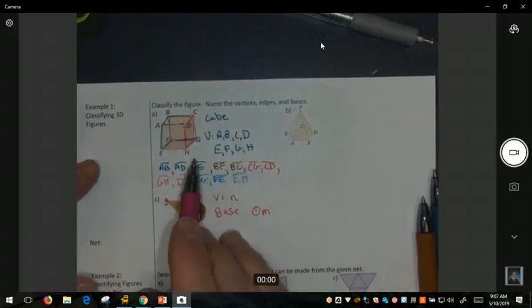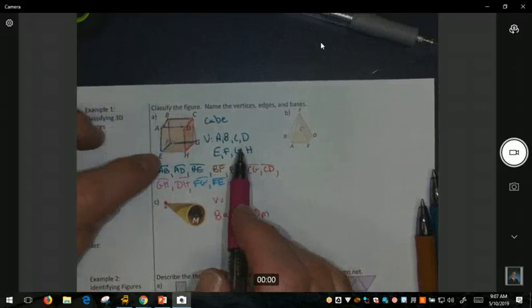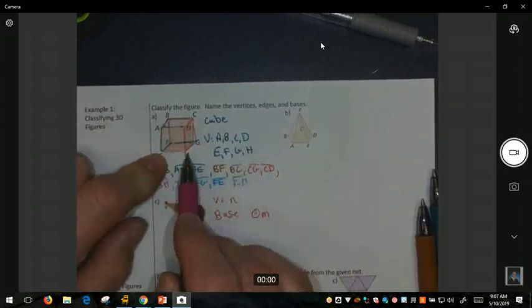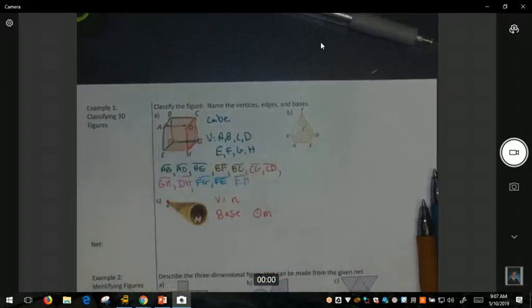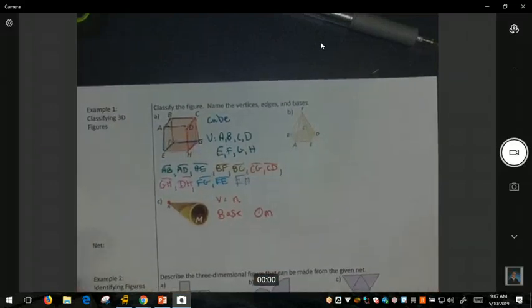by quadrilateral. So we'd have quadrilateral ABCD, EFGH, DCGH, AEFB, BCGH. We'd have to have all 6. We'd have to account for all 6.